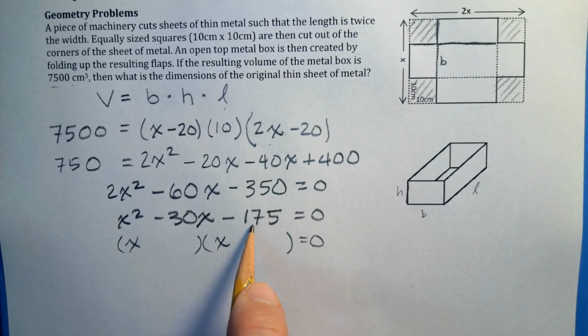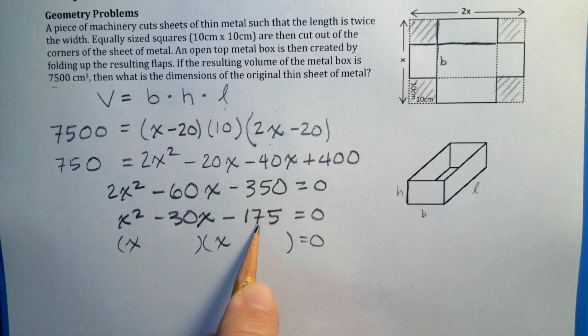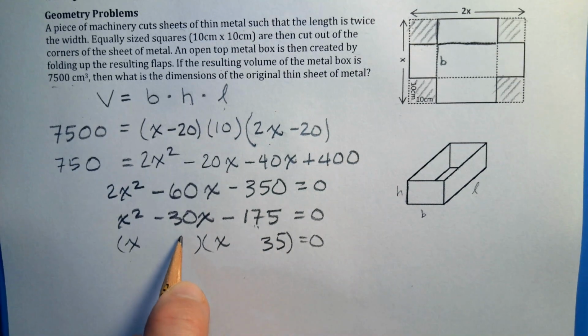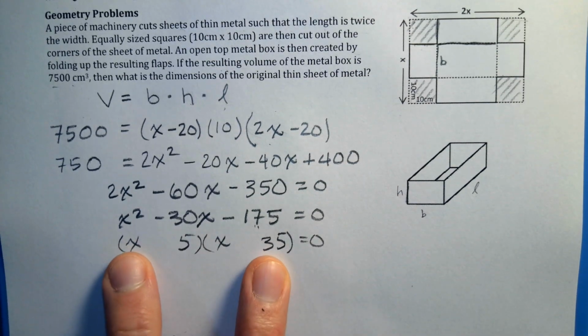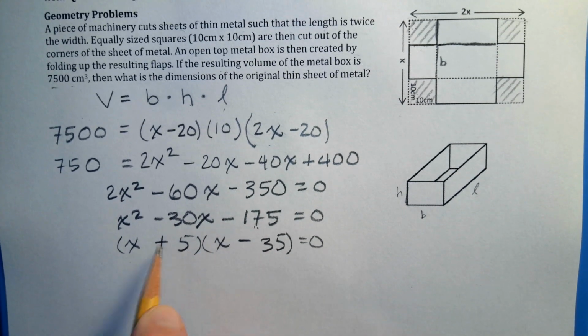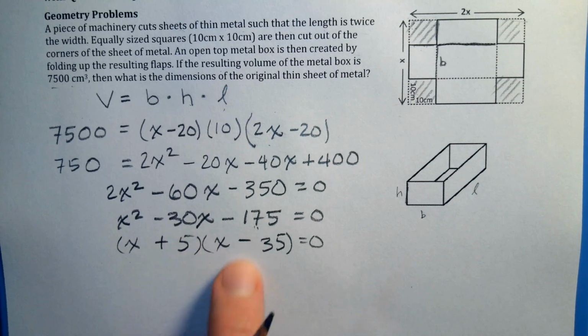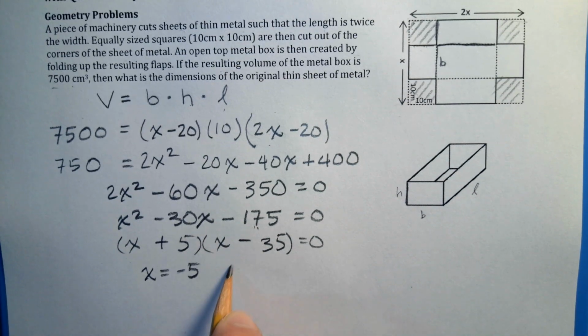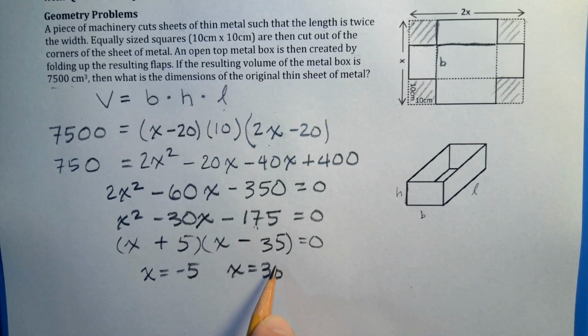So yeah, 175, two of its factors are 35 and 5, and the difference of the outer and the inner would be 30. So this one's got to be negative, this one's got to be positive. And so now when we set each of those binomials equal to 0, we get x equals negative 5, and we get x equals 35.